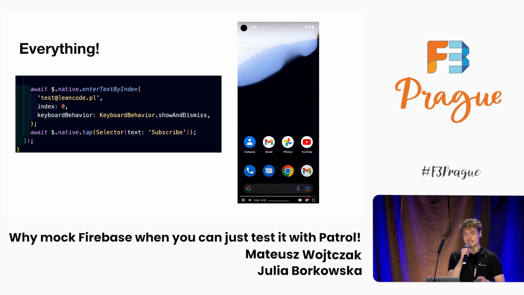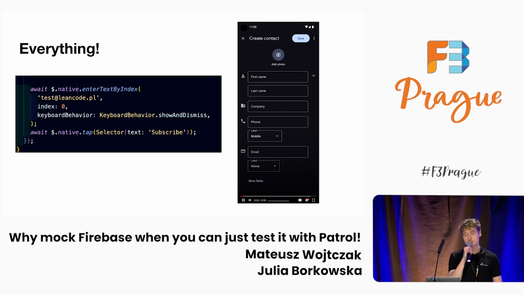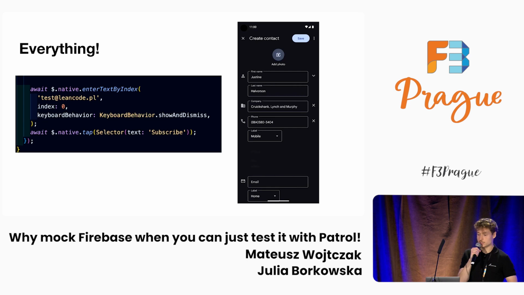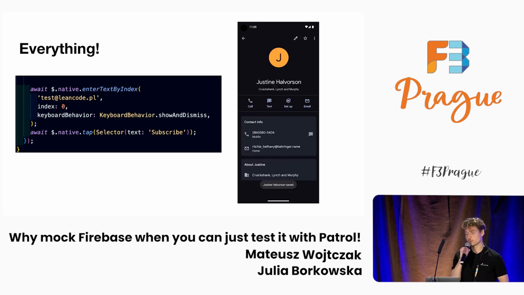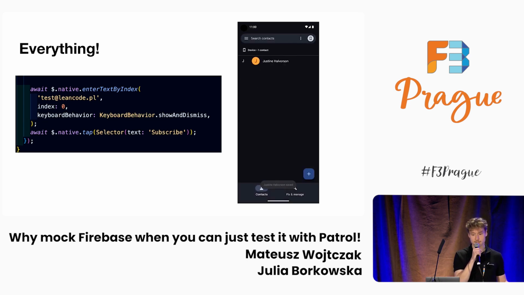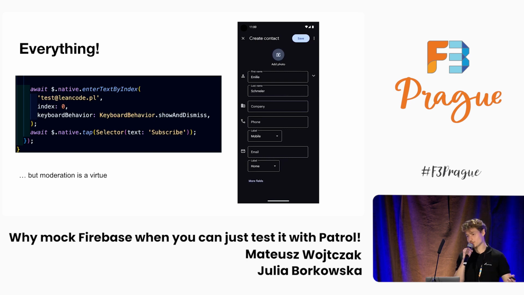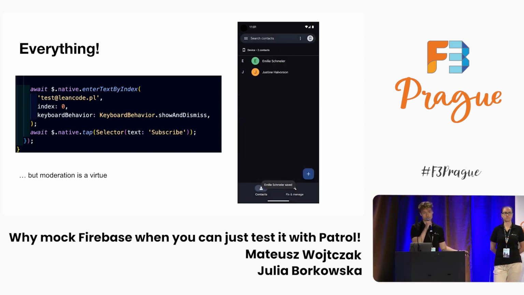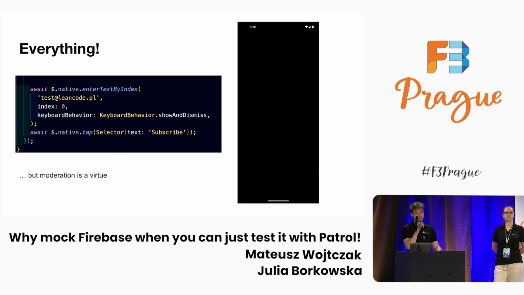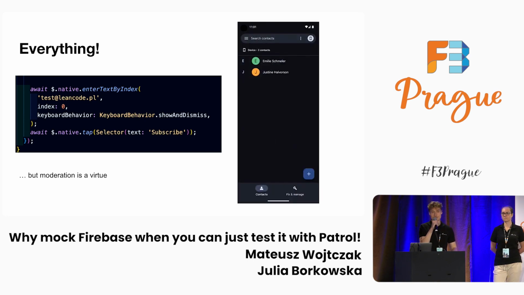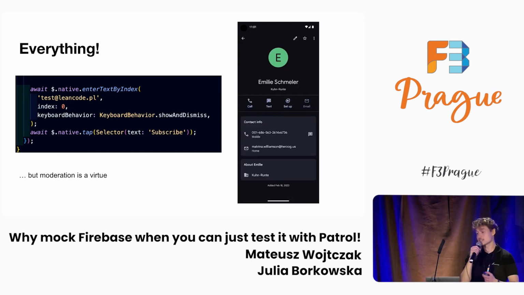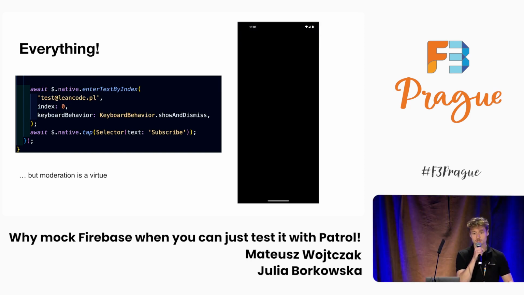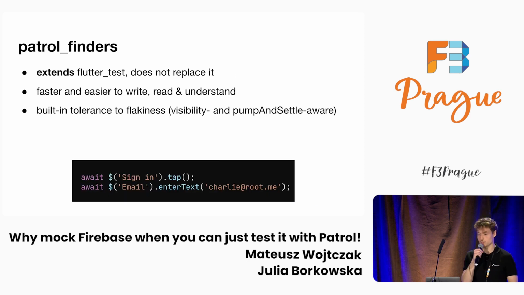And basically you can test everything because native automation frameworks allow us to do so. So here we use Patrol to open the Google Contacts app and create some contact in there. But still remember, moderation is a virtue. It's against pretty much all the testing rules to test other apps because it's flaky, and this Google Contacts app can be in a different version with different UI on different device and so on. But still, there are some cases when you have to, so we want you to be enabled to do so.